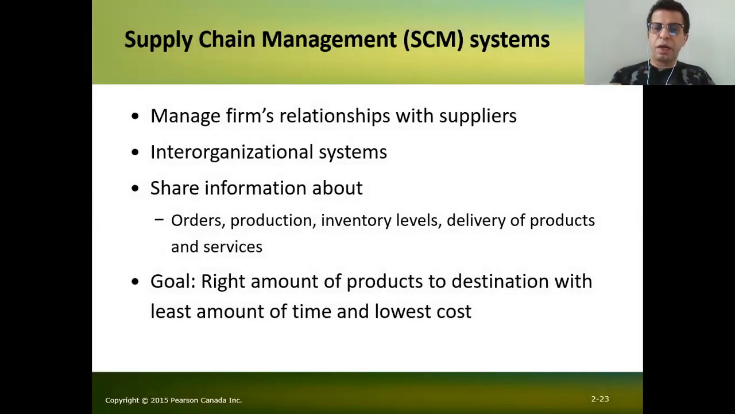Supply chain management, I'm sorry, I said CRM, manages the firm's relationship with the suppliers. It is an inter-organizational system that shares information: order, production, inventory level, delivery of product and service. The goal is the right amount of product to the destination with the least amount of time and cost.